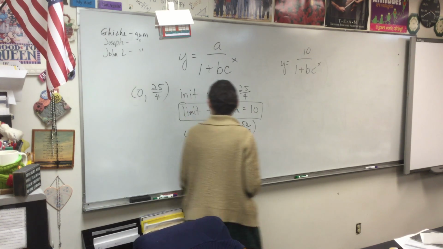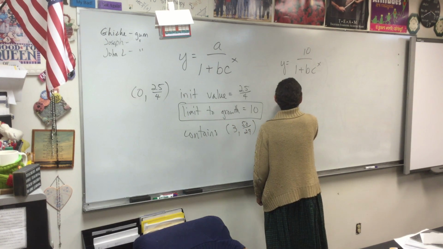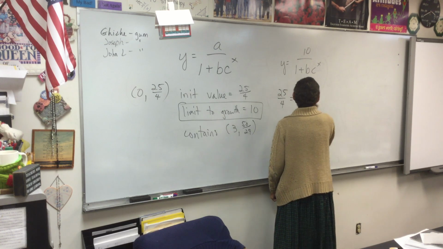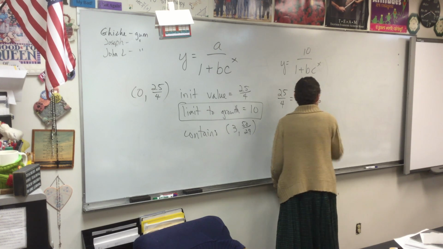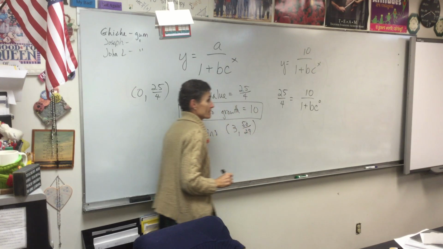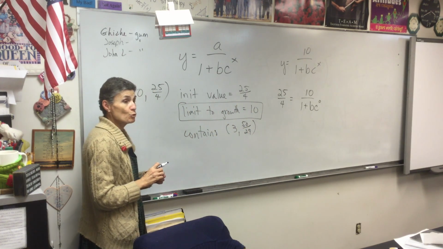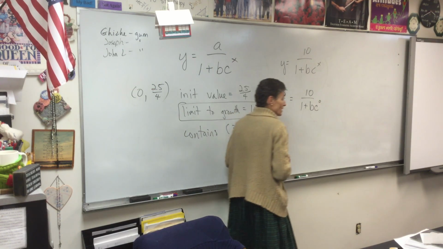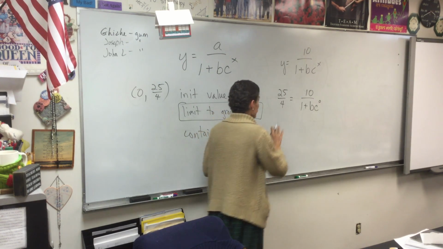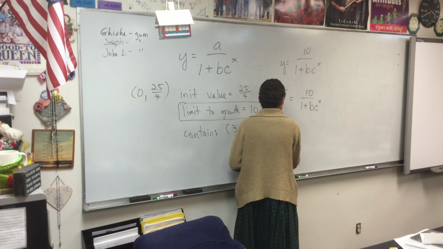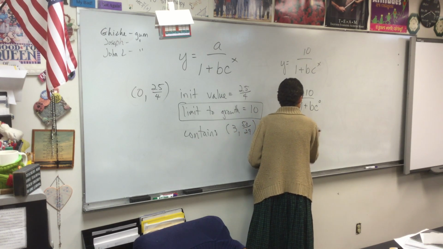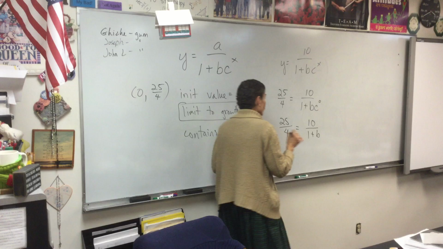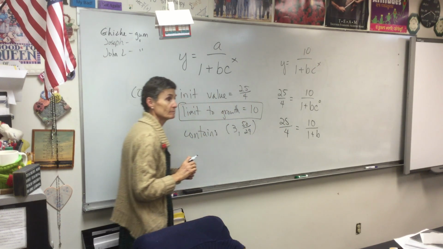Okay, so Michael's right. We're going to put 25 fourths in for y and 0 in for x. Now, what's the beautiful thing about having a 0 in that location? It just makes it 1. So basically that's gone, and you have 25 fourths equals 10 over 1 plus b.